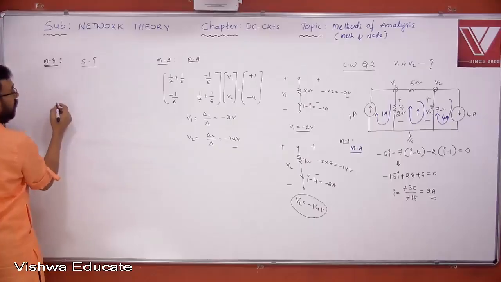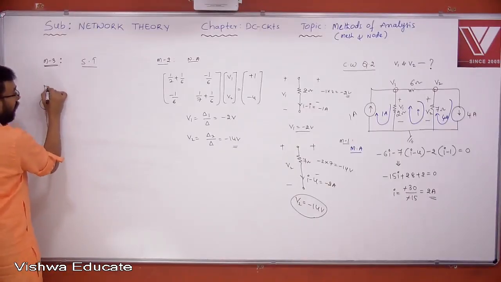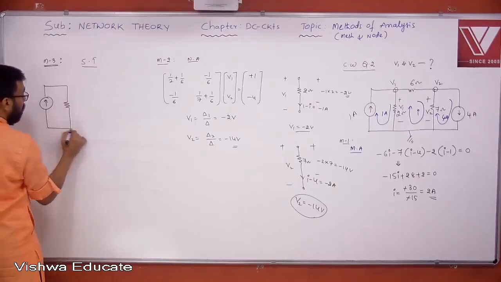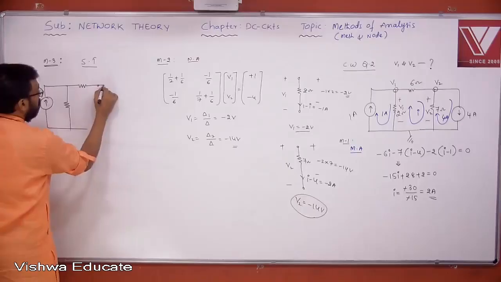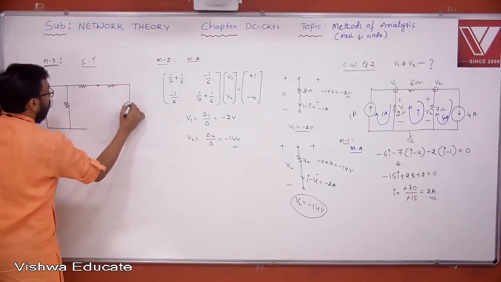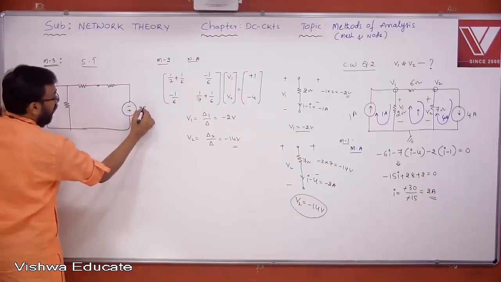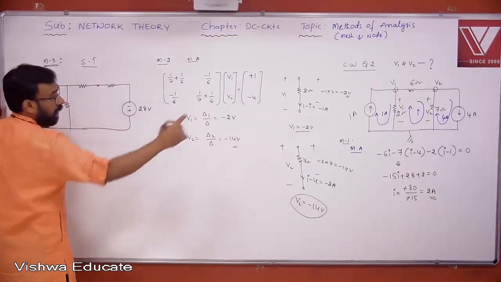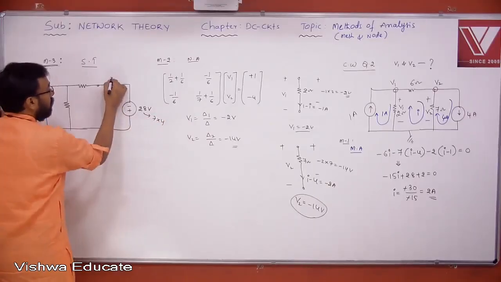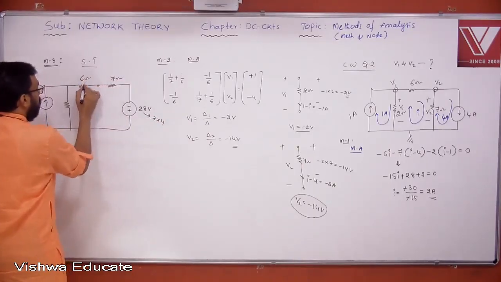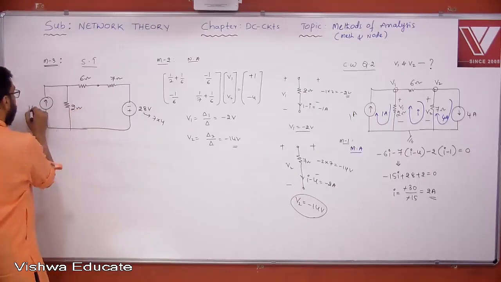So I'll do that using source transformation; the network looks like this. Since it is the first time, I'm drawing everything in detail, but from next time onwards you are supposed to attack the network directly. So this is minus, this is plus. What is this? 28 volts, 7 into 4, right? What is this? 7 ohm. This is 6 ohm. And this is 2 ohm, right? This is 1 ampere.